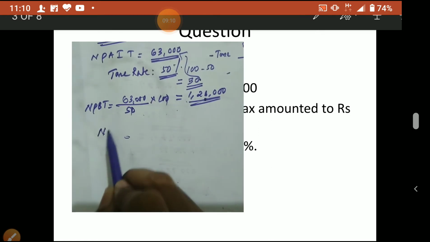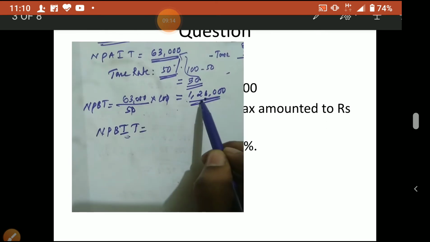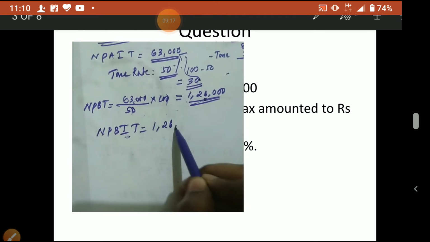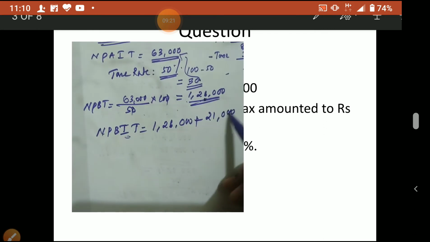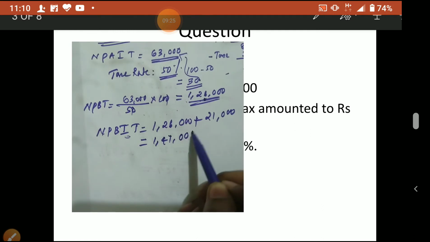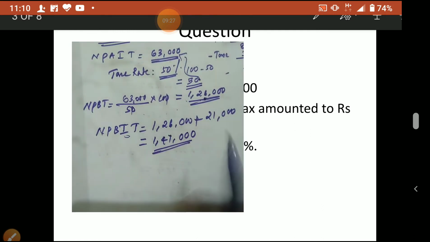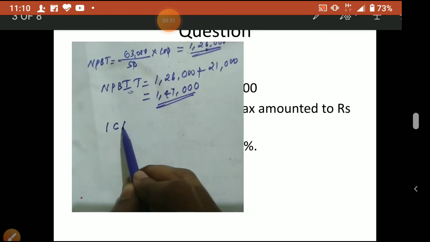Now net profit before interest and tax is what we need. So to this amount, now you have to add back the interest. The interest is 21,000, which we already calculated. So we will get 1,47,000. Now both items for the ratio equation are calculated.